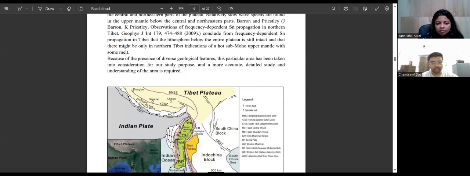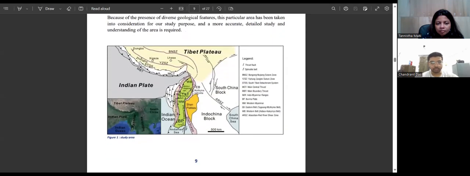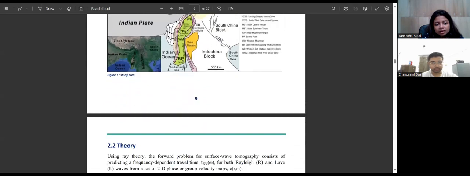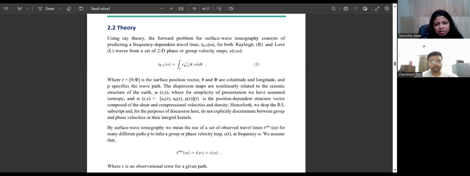Coming next to the location in a pictorial form, this is what it was: the Tibetan plateau, the Indian plate, the South China block, and this was the portion that was taken, the stations from which. Okay. So next, the theory was there.